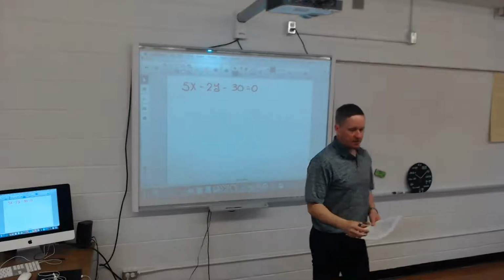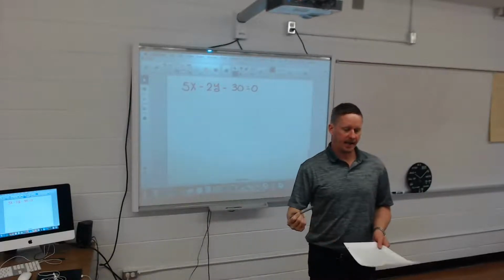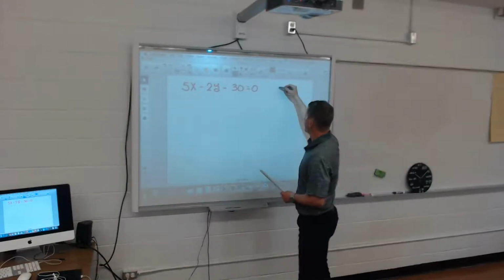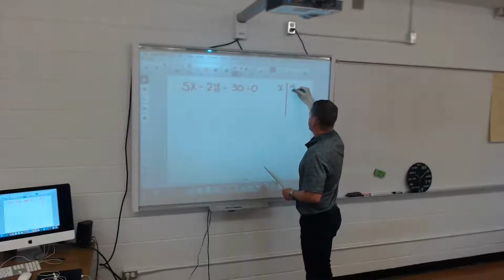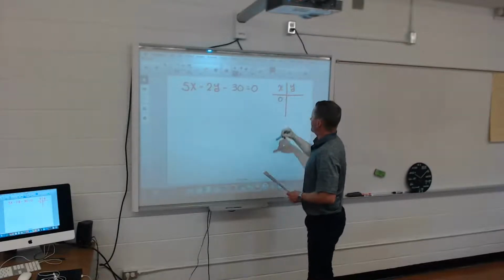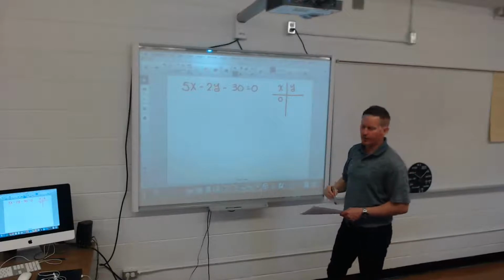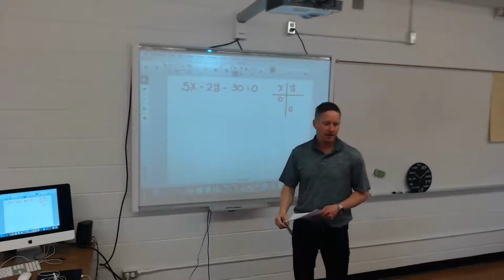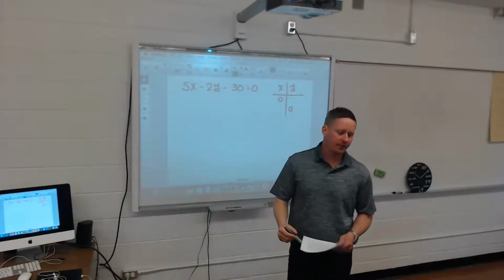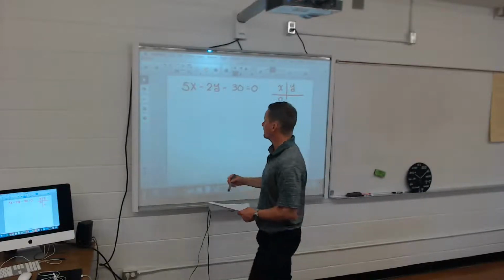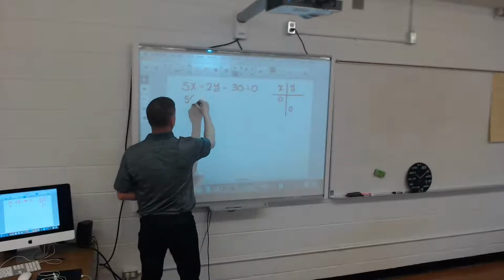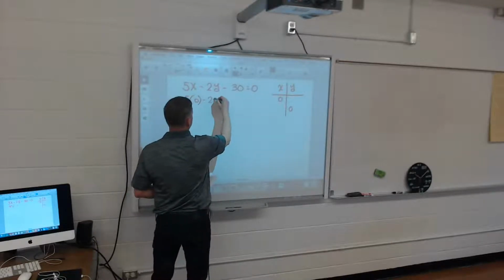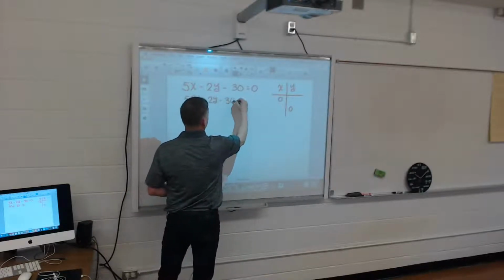All right, so the x and y intercepts are where it crosses the x-axis and the y-axis. And the y-intercept occurs when x is 0, and the x-intercept occurs when y is 0. So I plug those values in for x and y into my equation. So I go 5 times 0 minus 2y minus 30 equals 0.